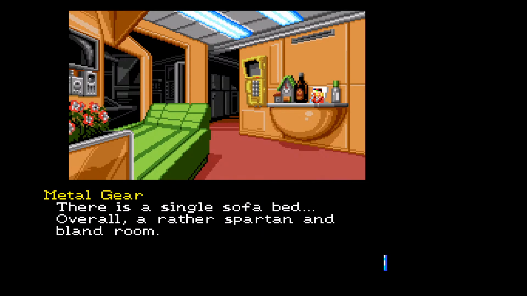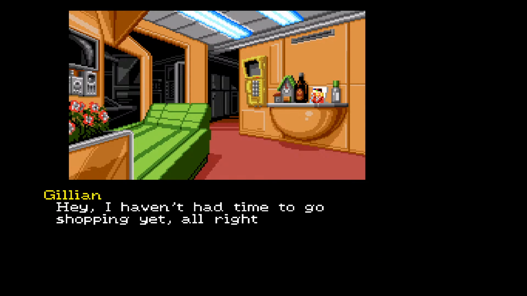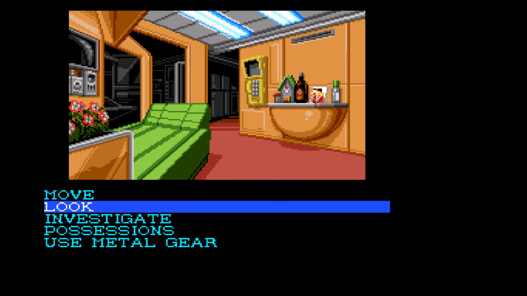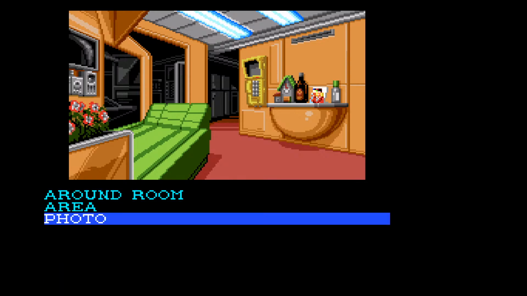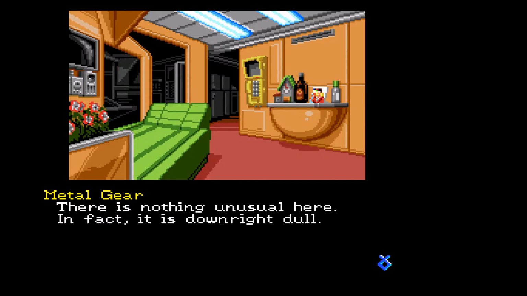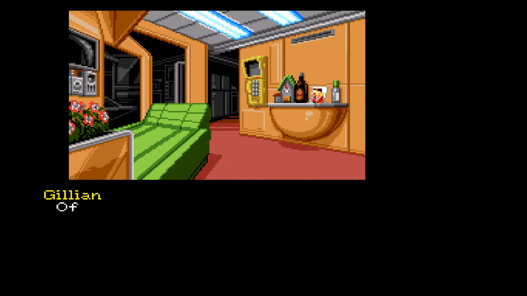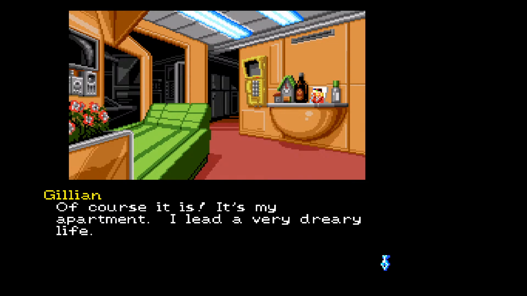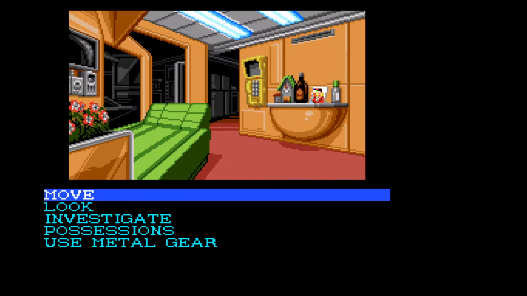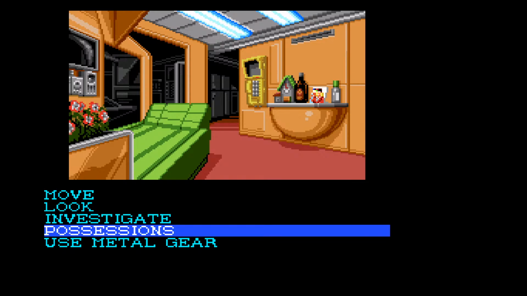There is a single sofa bed. Overall, a rather Spartan and bland room. Hey, I haven't had to go shopping yet, alright? There is nothing unusual here. In fact, it is downright dull. Of course it is! It's my apartment. I lead a very dreary life. Jeez. Poor Gillian.